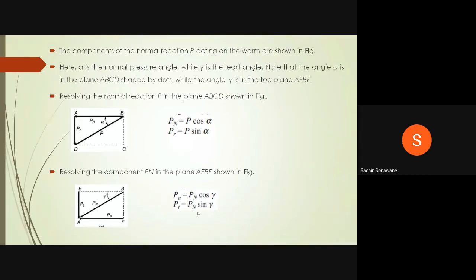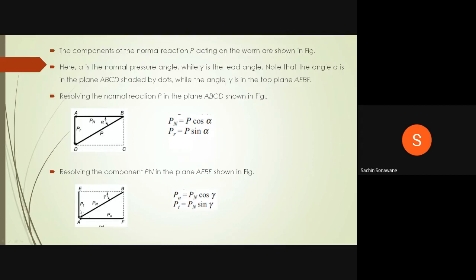Note that the angle alpha means normal pressure angle. Angle alpha is in the plane ABCD shaded by dots, while the angle gamma is in the top plane AEBF. Resolving the normal reaction P in the plane ABCD shown in figure. Therefore, we can write from this rectangle ABCD, Pn is equal to P cos alpha, PR is equal to P sin alpha. Resolving the component Pn in the plane AEBF as shown in figure.